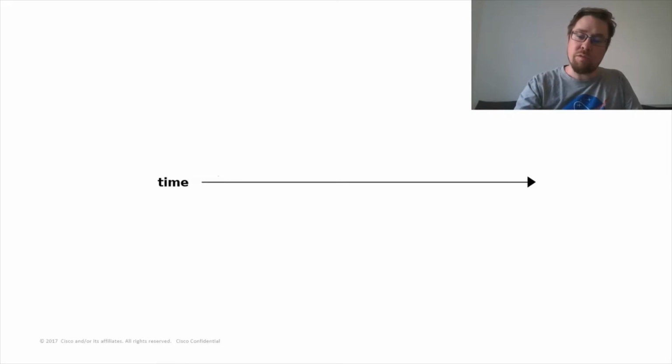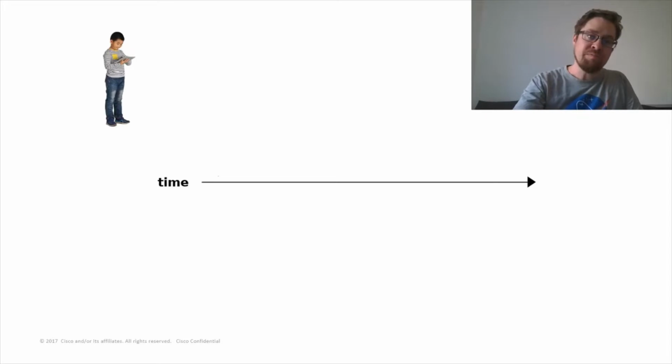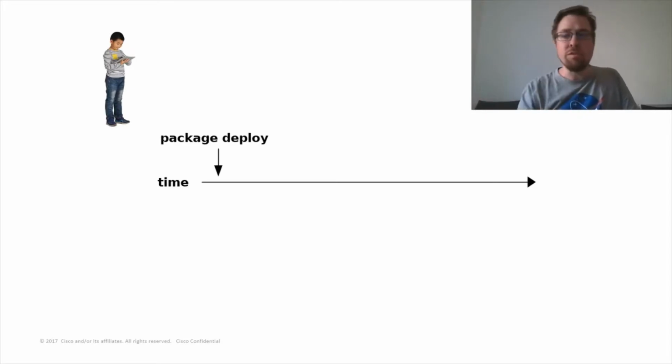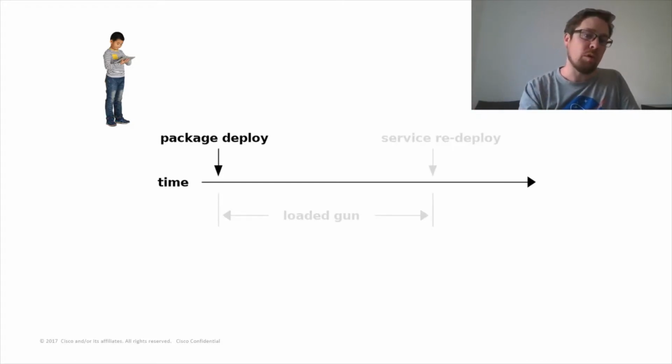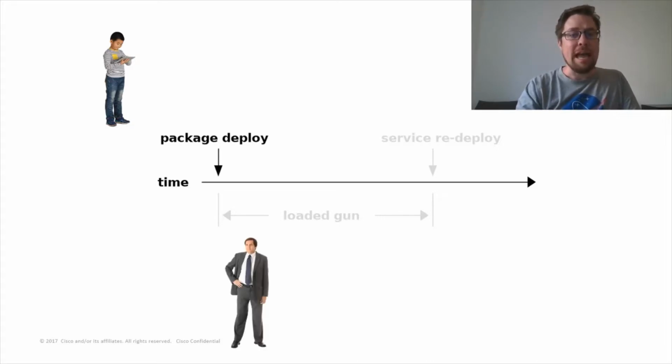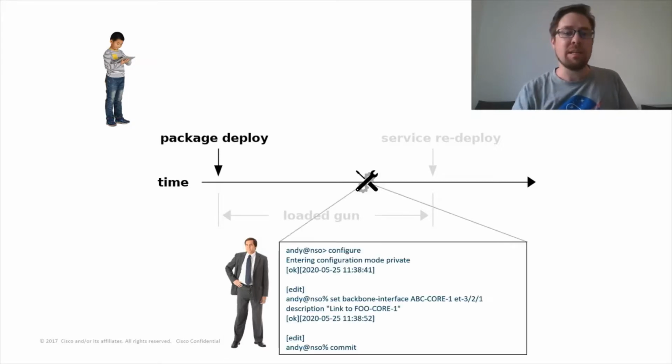So let's run through how it works out in reality, right? We have our engineer here. He's written a new version of his service, and he's done a package deploy. Now, before he's able to come in and do a redeploy of all these service instances, our guy Andy here comes in, and Andy wants to fix a small spelling mistake in a service instance. He considers this to be a trivial change, thus he doesn't do a commit dry run. Instead, he just does a commit.